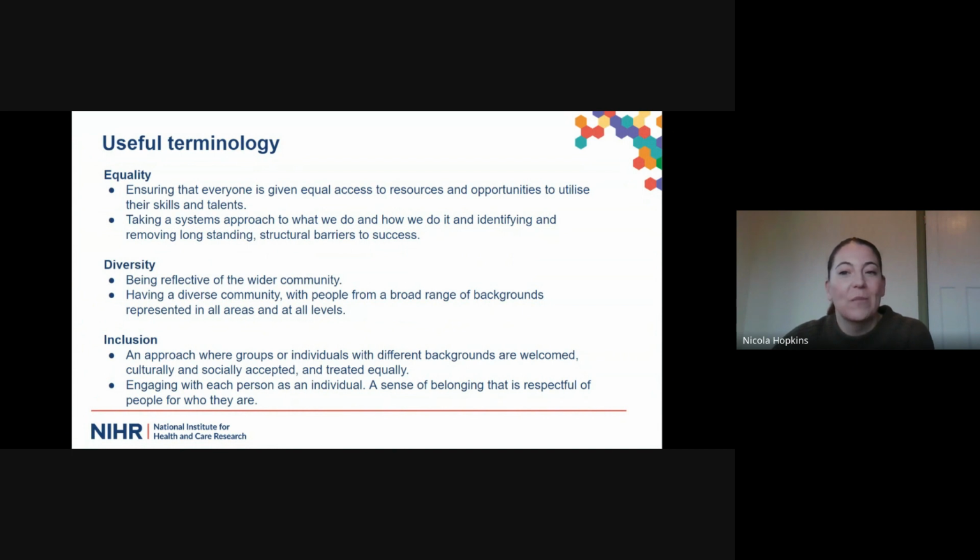And finally, this brings me to inclusion. So inclusion is taking an approach where groups or individuals with different backgrounds are welcomed, culturally and socially accepted and treated equally. Inclusion means engaging with each person as an individual. It's ensuring a sense of belonging that is respectful of people for who they are.